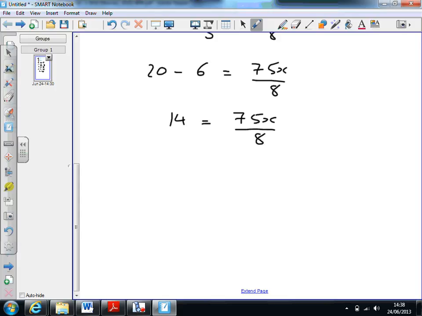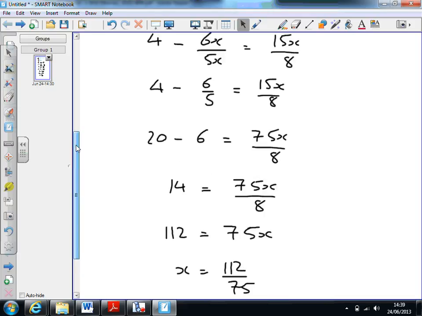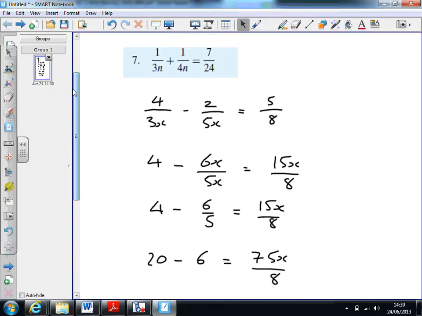Multiplying through by 8. 8 times 14 is 80 plus 4, 8 twos are 32, is 112 equals 75x. And then divide both sides by 75 and we've got x equals 112 over 75. Now see if you can have a go at the question in your textbooks.